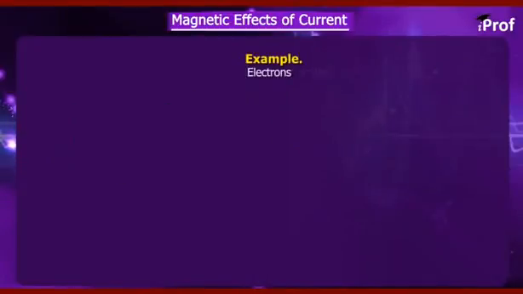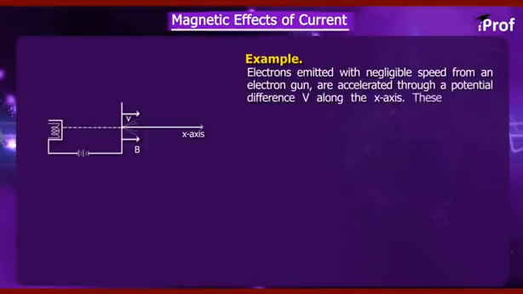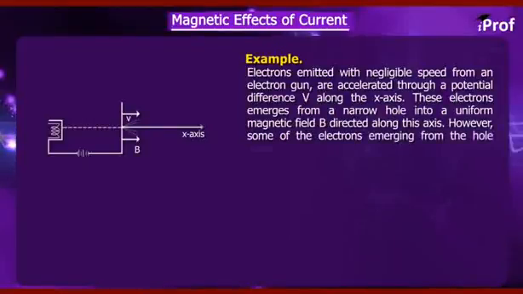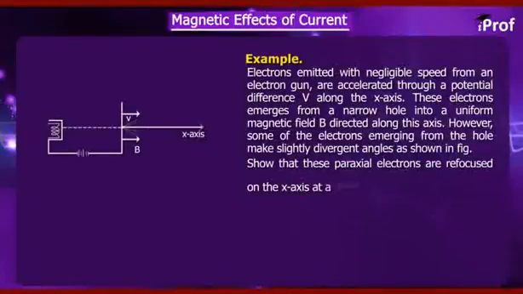Let's see another illustration. Electrons emitted with negligible speed from an electron gun are accelerated through a potential difference V along the x-axis. These electrons emerge from a narrow hole into a uniform magnetic field B directed along this axis. However, some of the electrons emerging from the hole make slightly divergent angles as shown in the figure. Show that these paraxial electrons are refocused on the x-axis at a distance x equal to the square root of 8 pi squared mV upon eB squared.